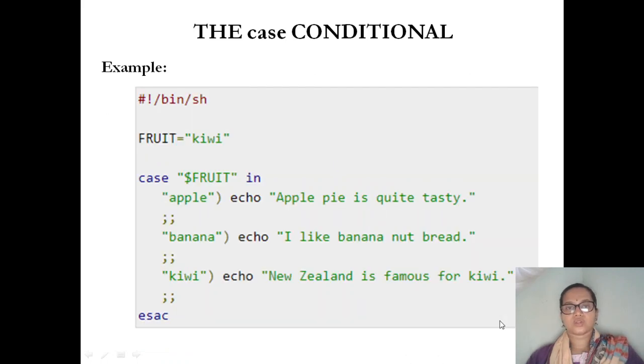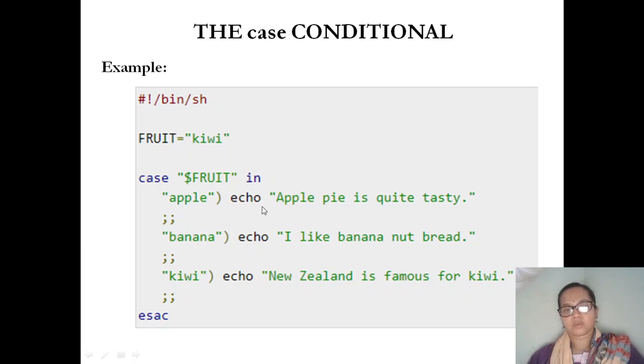Coming to the example, you can see we have taken a shell script where we have written fruit is equal to kiwi. This is my variable. Case is my keyword, and I am searching for the fruit. We have to work on the value of the fruit, that's why it is $fruit, and in I will search for apple as a pattern, banana as a pattern, and kiwi as a pattern. Here we have not used the default.